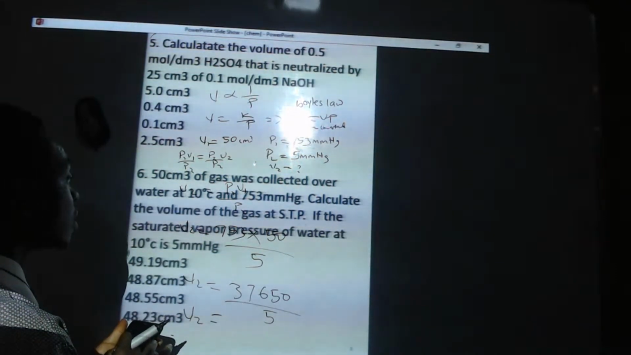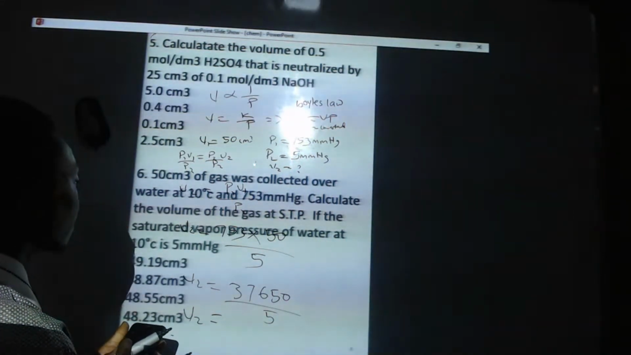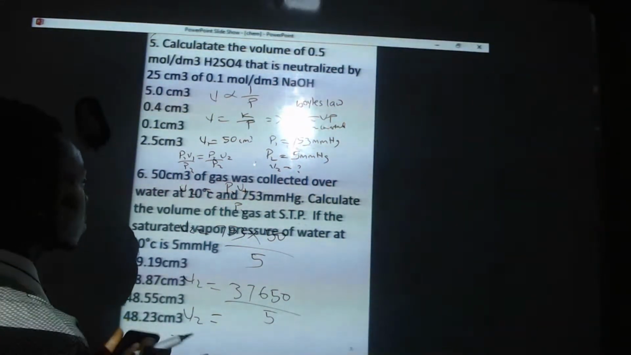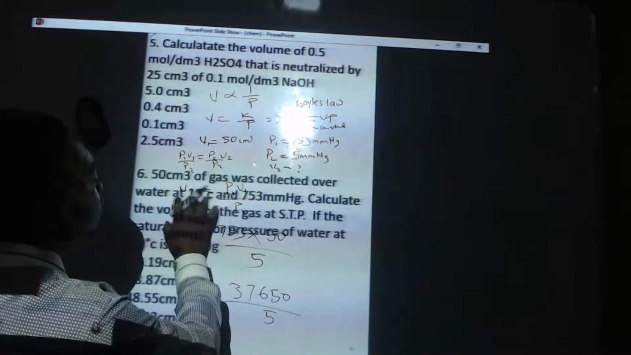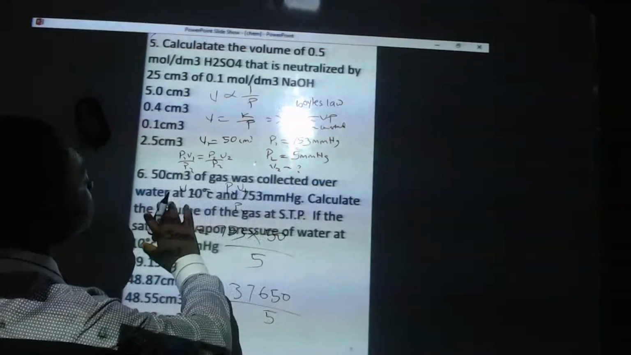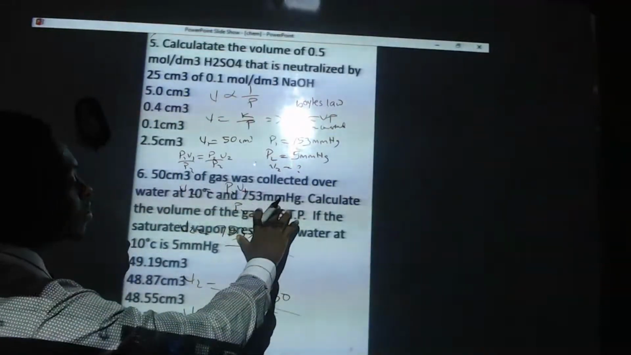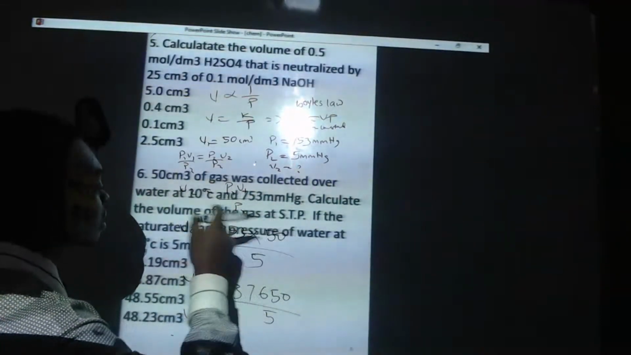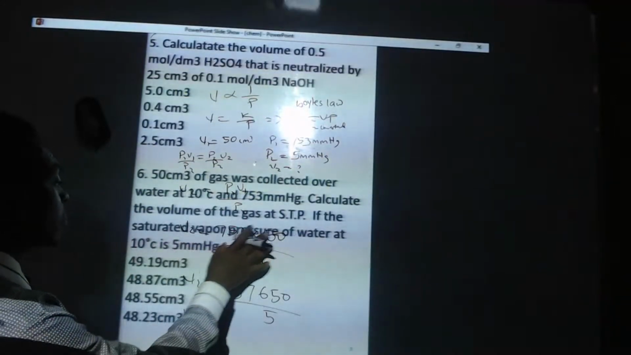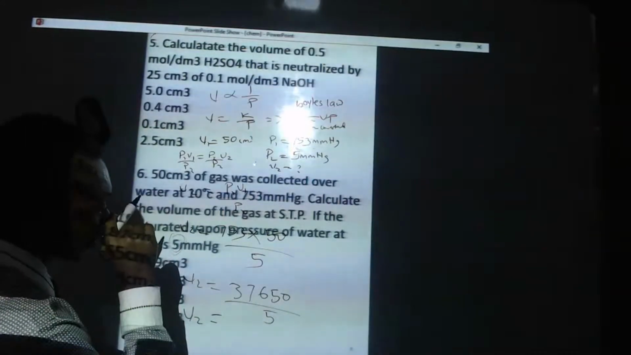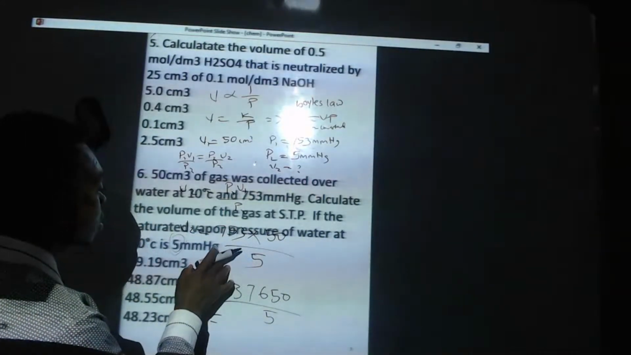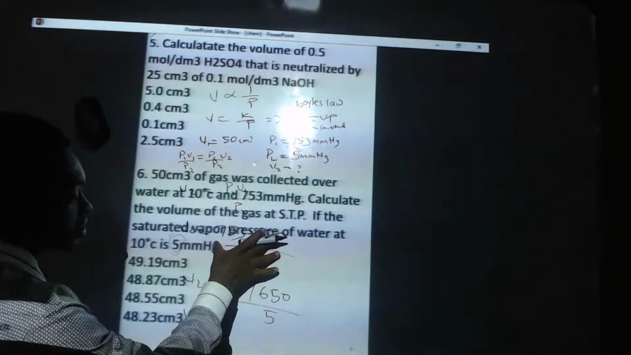So these are trial and error for the question here. Anyway, once you have been given this kind of question, 50 cm cube of gas was collected over water at 10 degrees Celsius, 753 millimeter mercury. Calculate the volume of the gas at STP. If the saturated vapor pressure is at this, I'm guessing that the mistake here is a graphical mistake. So now this is the right way to do it.